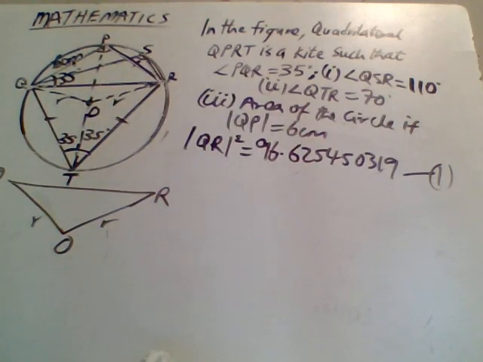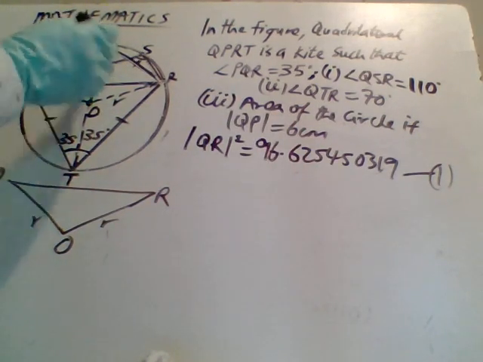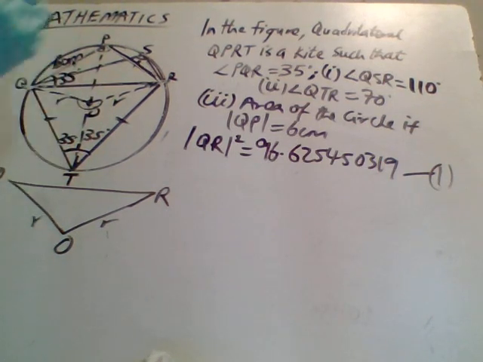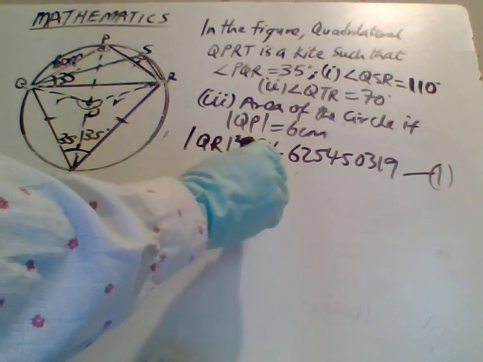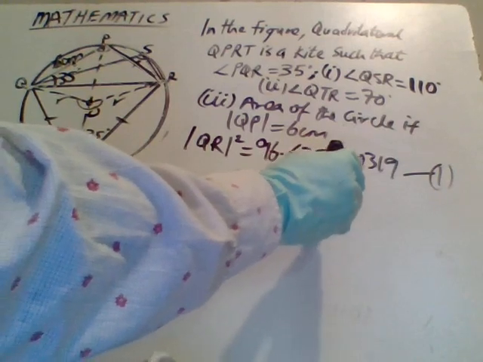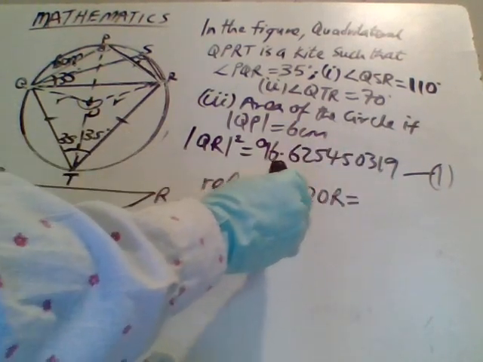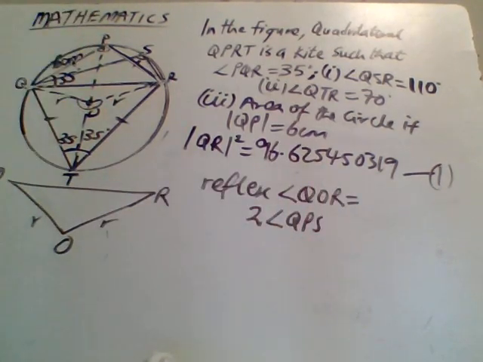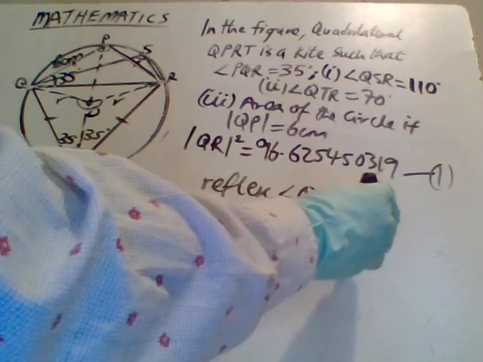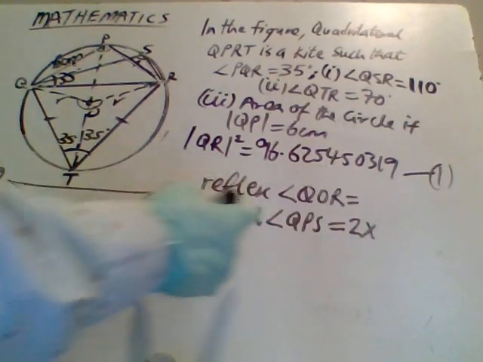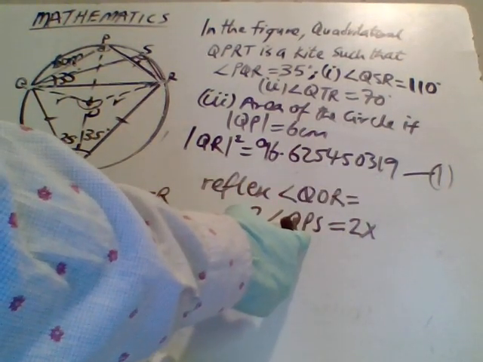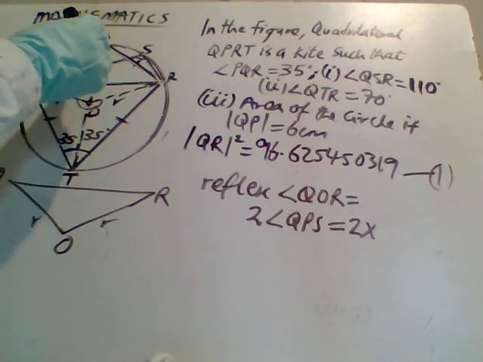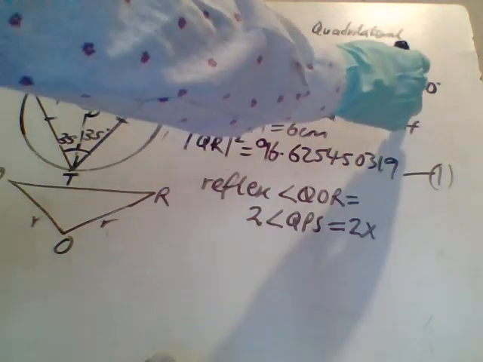Leave it. So notice this angle here. Angle at center is twice that at the circumference of the circle. So reflex angle QOR is equals to 2 angle QPR. Angle at center is twice that at the circumference of the circle. That is the circle theorem. And QPR, is it not this angle here? We said it is equals to 110.